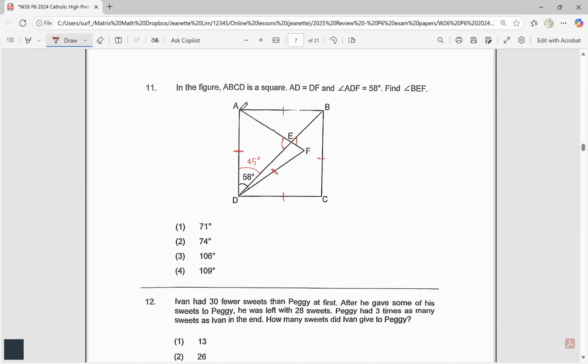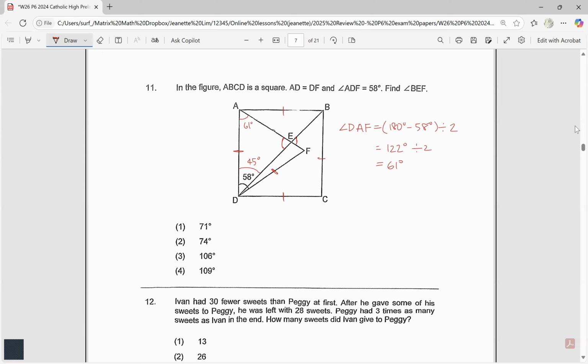So angle DAF will be 180 minus 58 and divide by 2 because you have an isosceles triangle. Okay, let's write this down. Angle DAF will be 180 minus 58. Then we divide by 2. 180 minus 58 is 122. And when we divide by 2, this is 61 degrees. Okay, so this is 61 degrees.